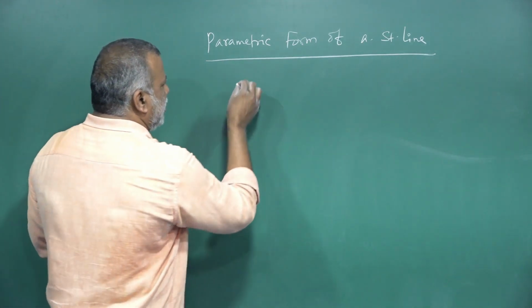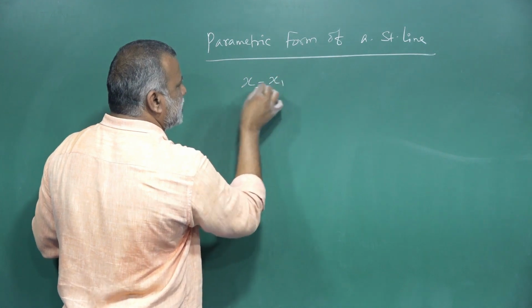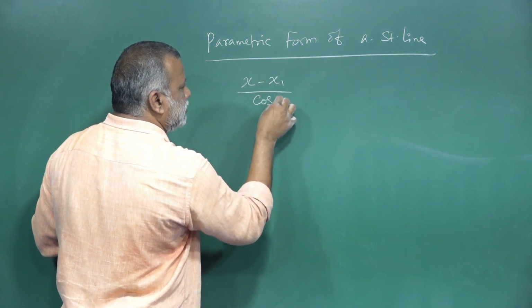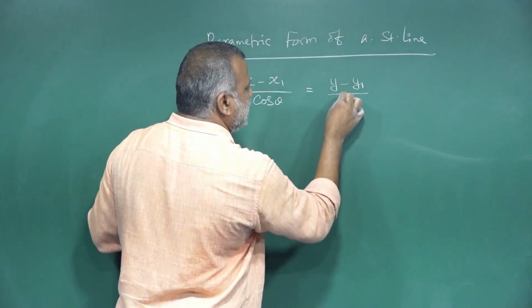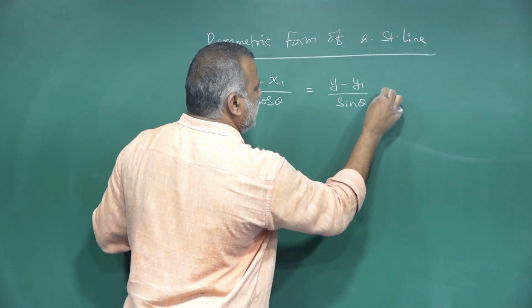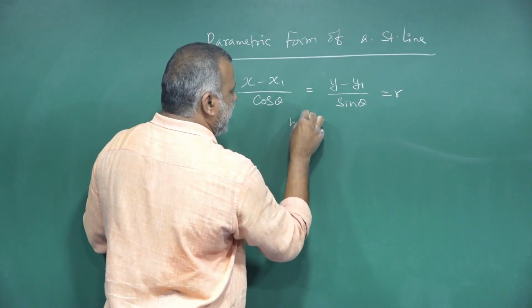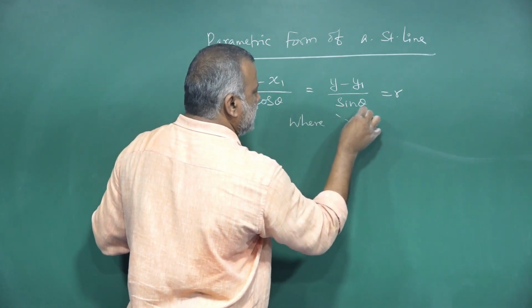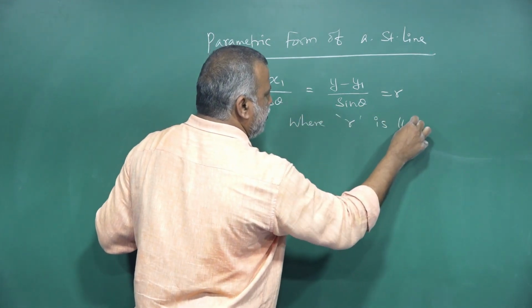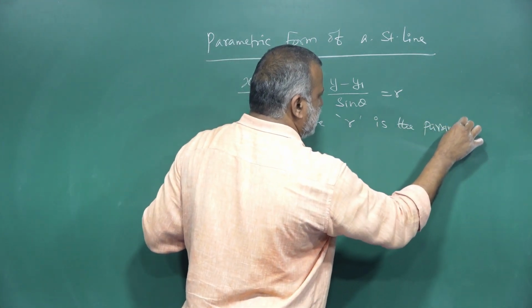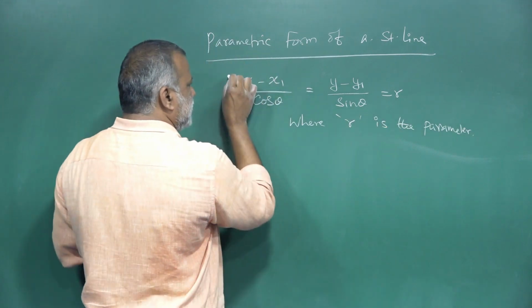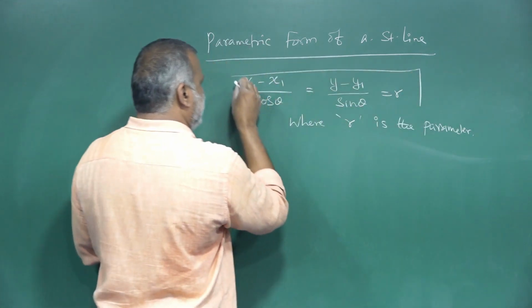This is a general formula you are having. x minus x1 divided by cos theta is equal to y minus y1 divided by sin theta is equal to r, where r is the parameter. So dear students, this is the required formula.